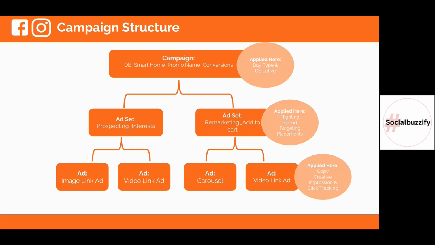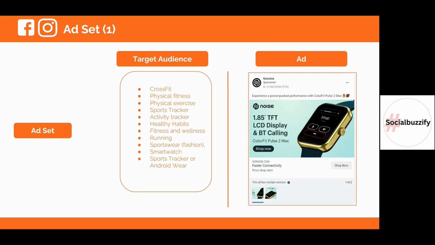For example, if you see here, this is the Go Noise brand. I'm just taking this brand name to give a clear picture of how the ad sets work. Let's assume this brand has an online store where people can purchase their products according to their demands, be it watches, mobile phones, earbuds, speakers, and smart home applications.